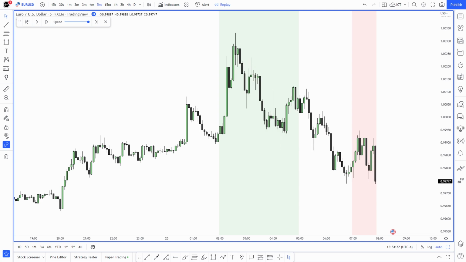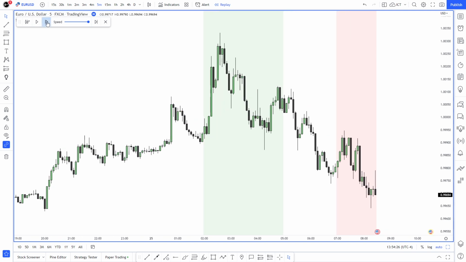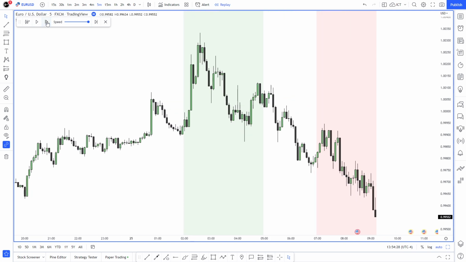Now, when does the bias change in this day? When price starts doing weird stuff. Why is price ranging? Price is ranging because of something. Price never ranges because of nothing, right? It's not going to range just to range. It's not going to impulse just because it wants to impulse. Price does everything because it has a reason to do that.